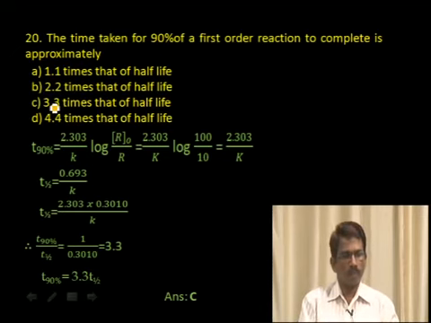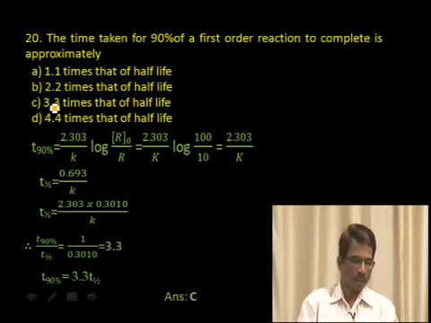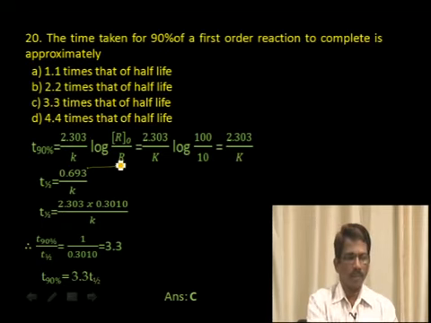Let us move on to question number 20. The time taken for 90% of a first order reaction to complete is approximately, the options are 1.1 times that of T half, 2.2 times that of T half, 3.3 times that of T half, and 4.4 times that of T half. Time required for 90%, T 90%, is equal to 2.303 by K log R naught by R.